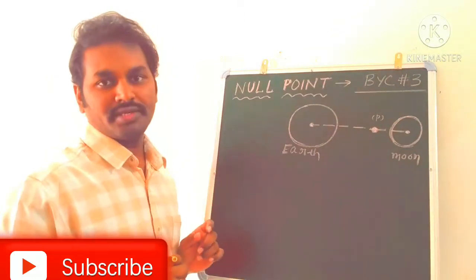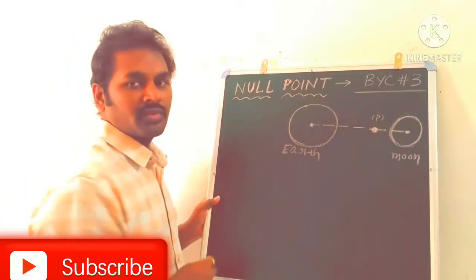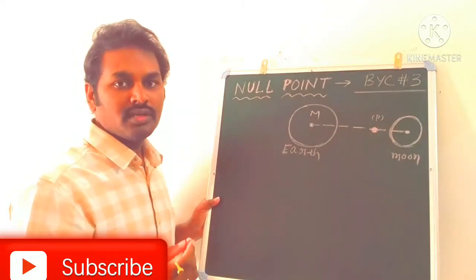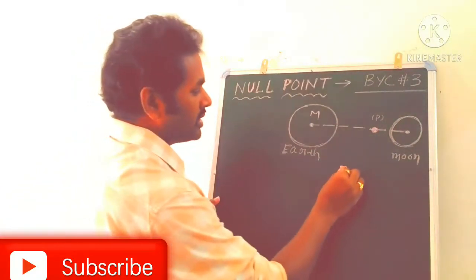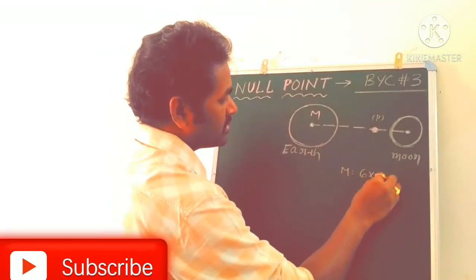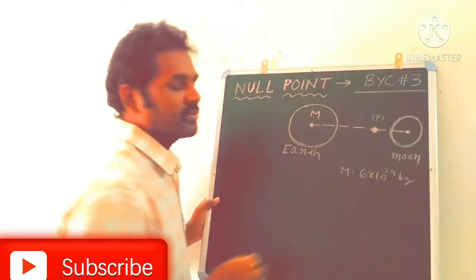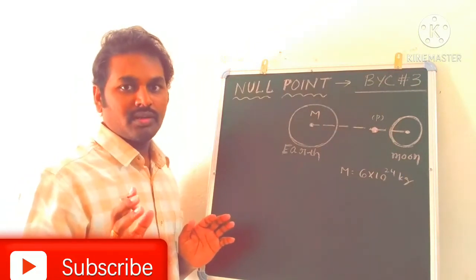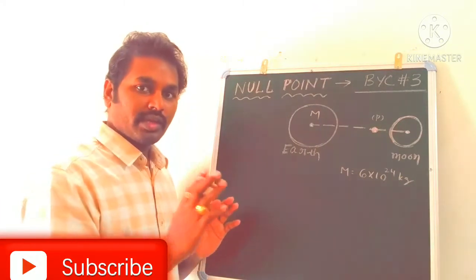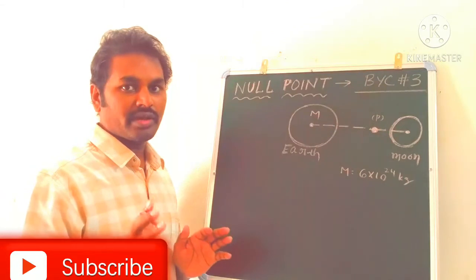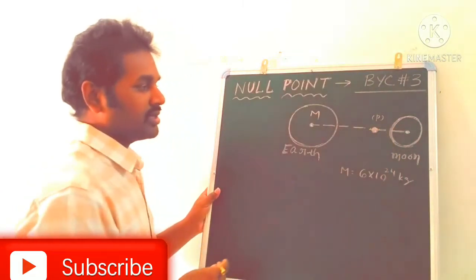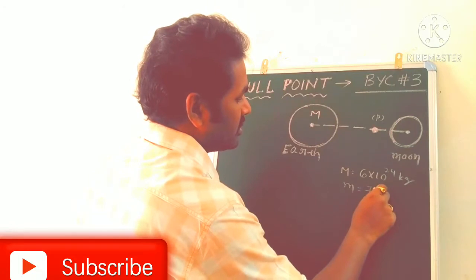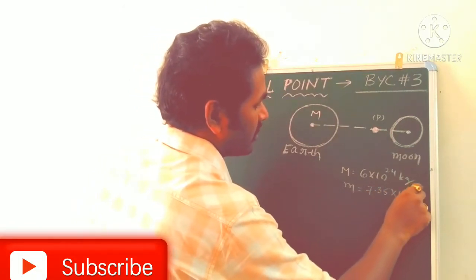Here we are taking two bodies. The one is the earth, which has the mass capital M, and we know the mass of the earth, which is how much? You can take the mass of the earth is equal to 6 into 10 power 24 kg, and the second object is the moon. Here we are taking a natural example. We are finding the null point between the earth and the moon. In between, somewhere, we will get the null point. And the second mass is the moon. We can take it as small m, whose mass is nearly 7.35 into 10 to the power of 22 kg.